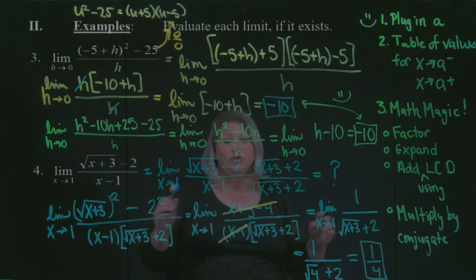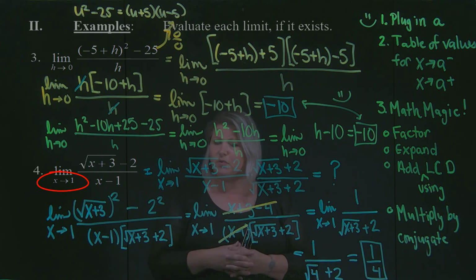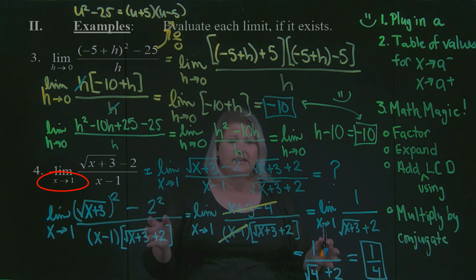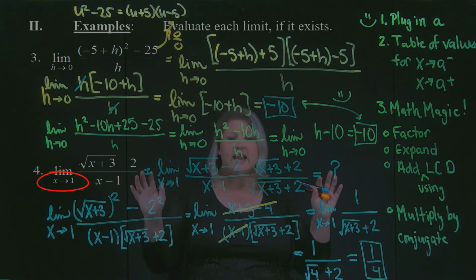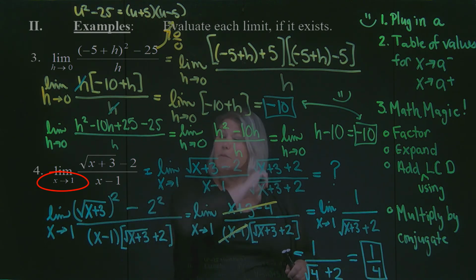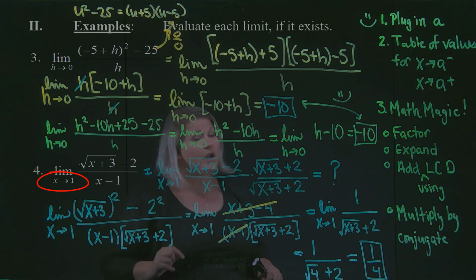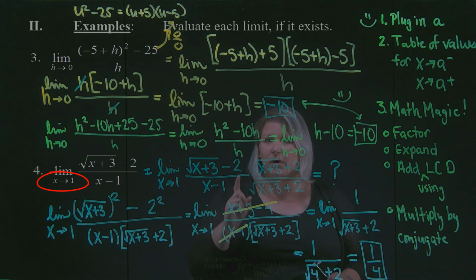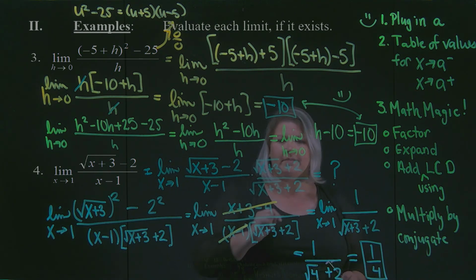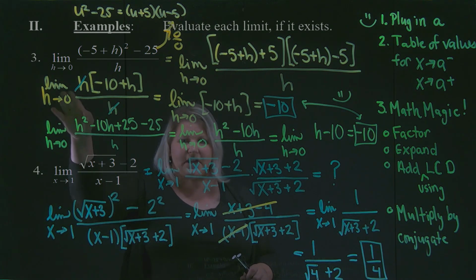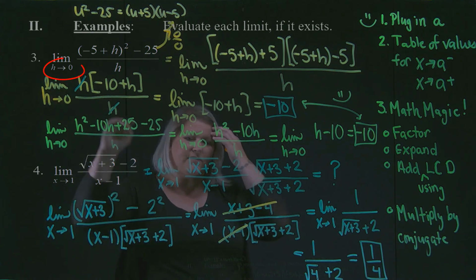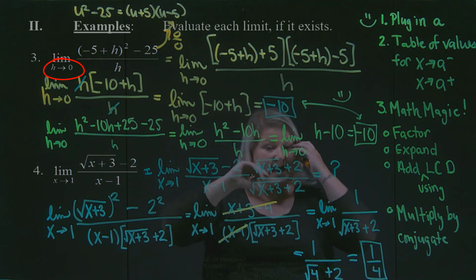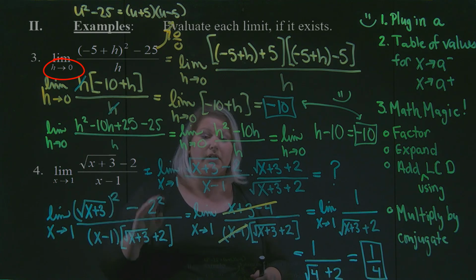Once again, don't take my word for it. Plug in values that are very, very close to 1. What's close to 1? 0.9, 0.99, 0.999, and so on. And then 1.1, 1.01, 1.001, 1.0000001. I didn't talk about it for this one, but if you need to check my other one, plug in values that are very close to 0.